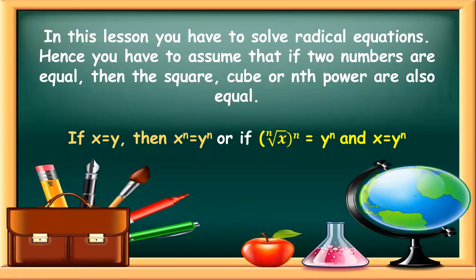Now, in this lesson, you have to solve radical equations. Hence, you have to assume that if two numbers are equal, then their square, cube, or nth power are also equal. You have to remember this: if x is equal to y, then x to the nth is equal to y to the nth. Likewise, the nth root of x to the nth power is x, so x is equal to y raised to n. I am going to show you an example of how to apply this law.